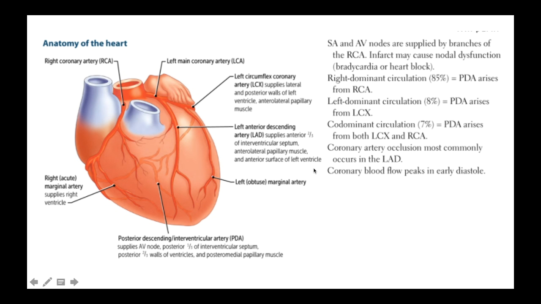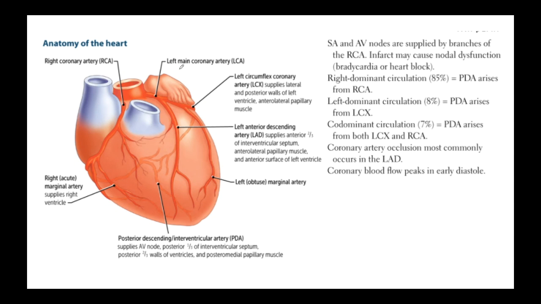Yep. So now we're going to do a quick overview of the coronary vasculature. So from the aorta, we have two main branches. We have the right coronary artery and the left main coronary artery. The right coronary artery branches down to a number of other branches, but the one we're going to talk about most is the right marginal artery. And this supplies the right ventricle.